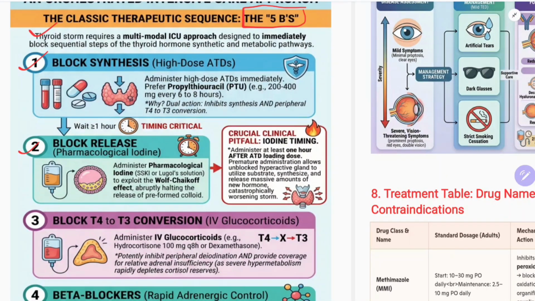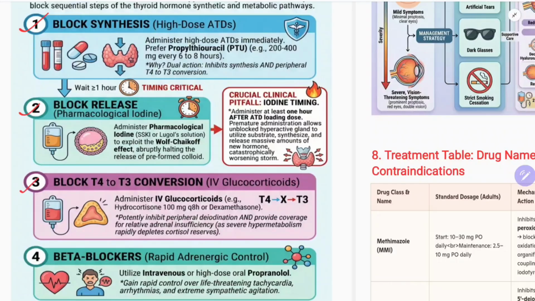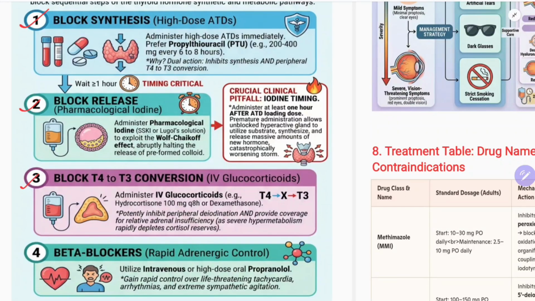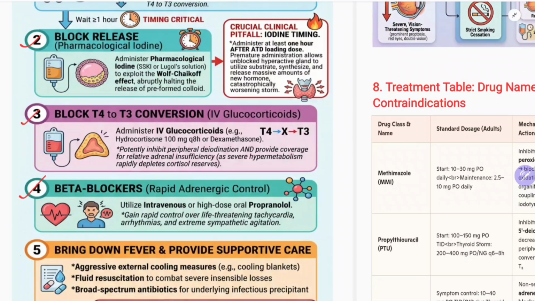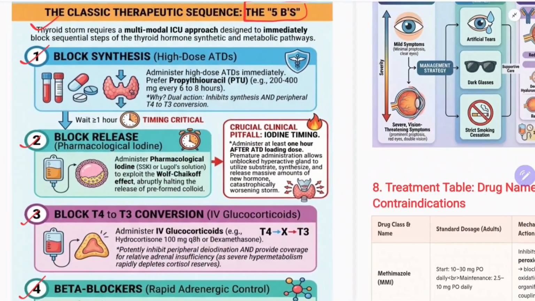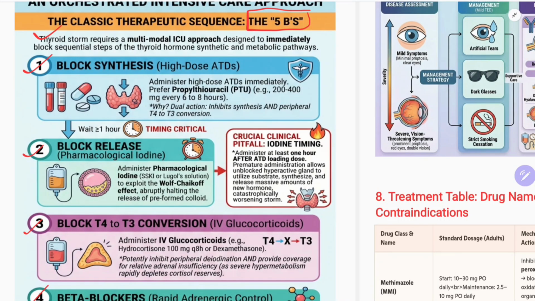Next we will block the release. Next we will block the conversion in the circulation of T4 to T3. Then we will use beta blockers to control the adrenergic drive. Fourth is beta blockers, fifth is bring down fever and provide supportive care. So these are the 5 steps, 5 B's. Number 1 B, block synthesis.